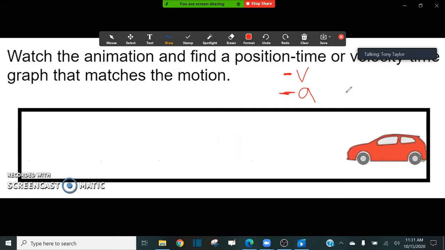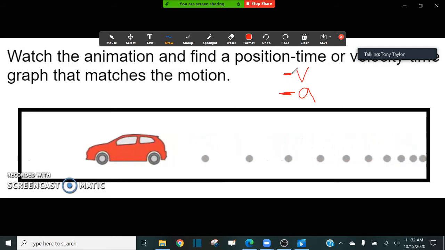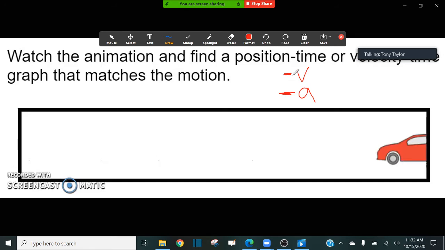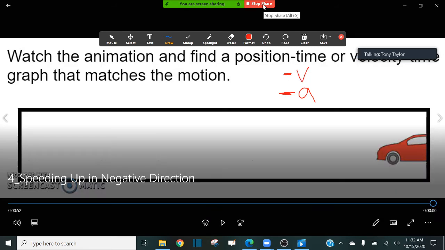Yep, it's negative acceleration. And you know it's negative acceleration because the car is speeding up. Since the car is speeding up, these signs have to be the same. These signs have to match. So negative velocity, negative acceleration.